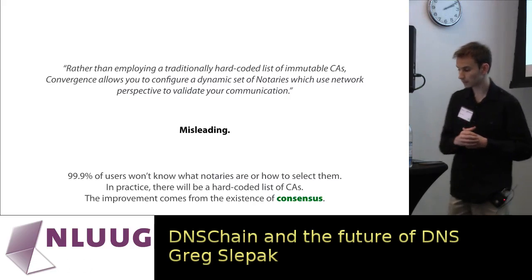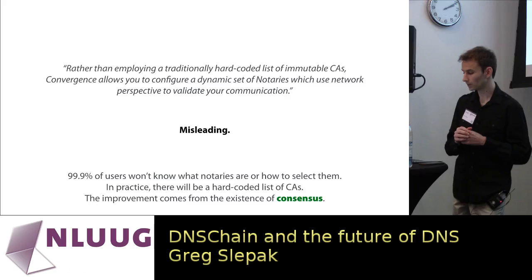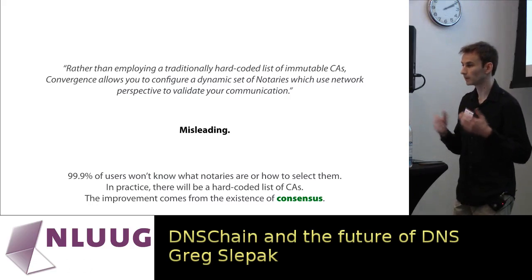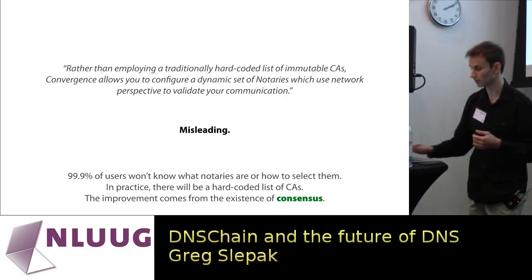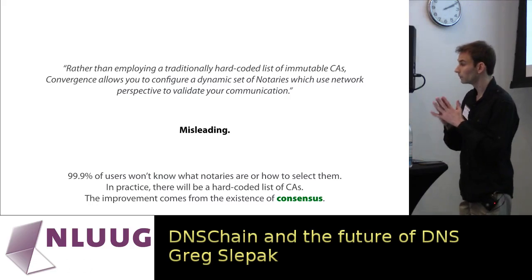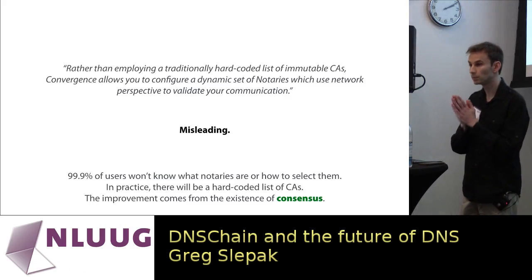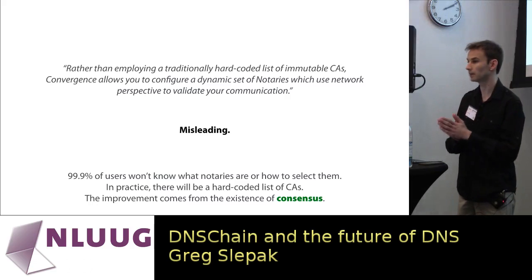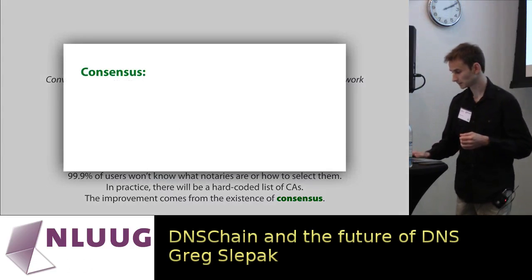Well, because 99.9% of users won't know what notaries are or how to select them. So in practice, this will end up being effectively the same thing. The browser would ship with the list, and users would just have to go along with it. But the real improvement in Convergence comes from the fact that it employs consensus. And this is a concept that I'm going to spend a lot of time trying to ram into your heads today. So what is consensus?